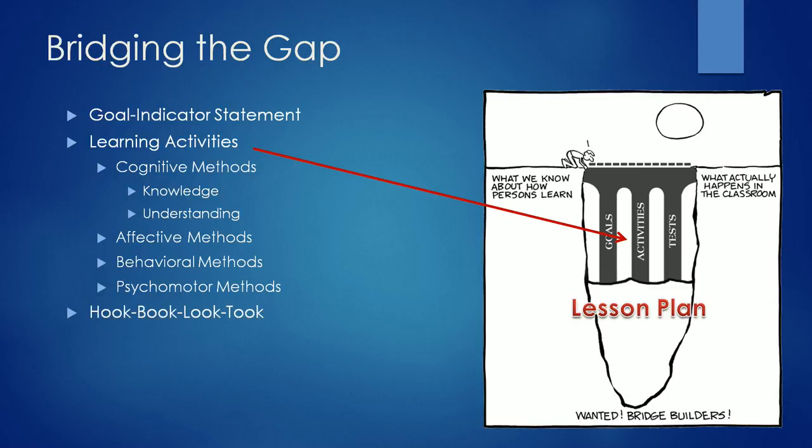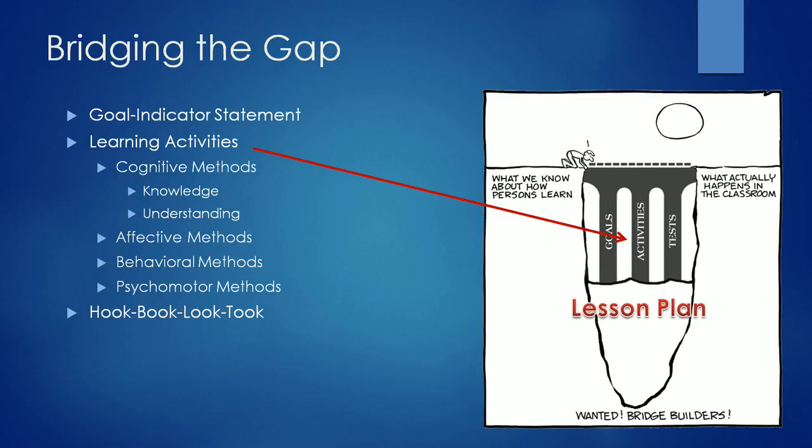We also saw that the structure by which we will organize these activities will be the hook, book, look, took, and those are related to specific activities or specific functions that we want to accomplish. We've already looked at that some, but we'll do an even more in-depth look at that.